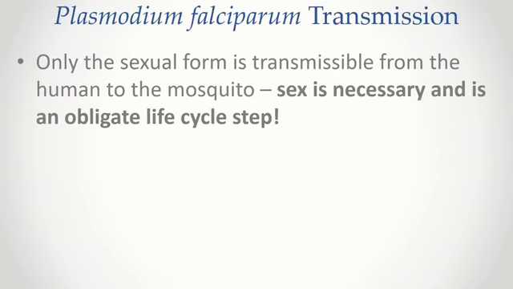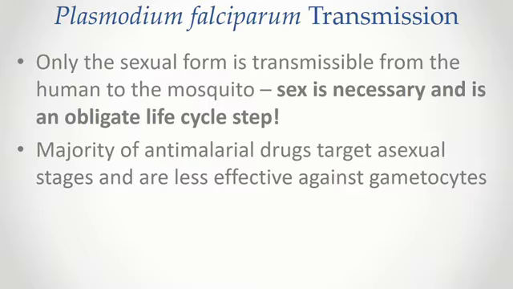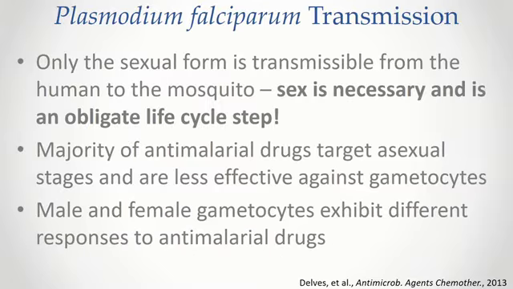In terms of transmission, only the sexual form is transmissible from the human host to the mosquito, so this makes sex a necessary and obligate life cycle step. The majority of antimalarial drugs actually target asexual stages, and many are less effective against gametocytes. And recently, there's been a study showing that male and female gametocytes actually exhibit different responses to antimalarial drugs.